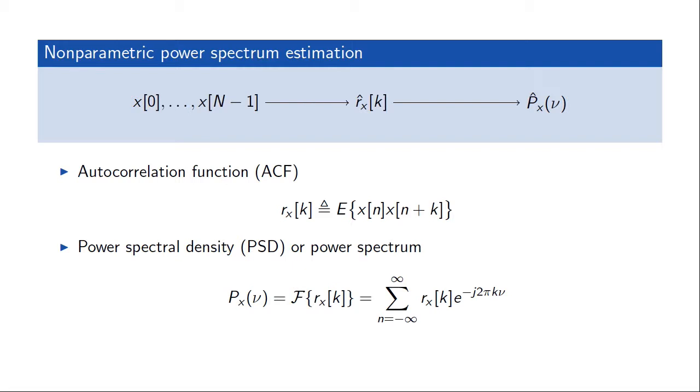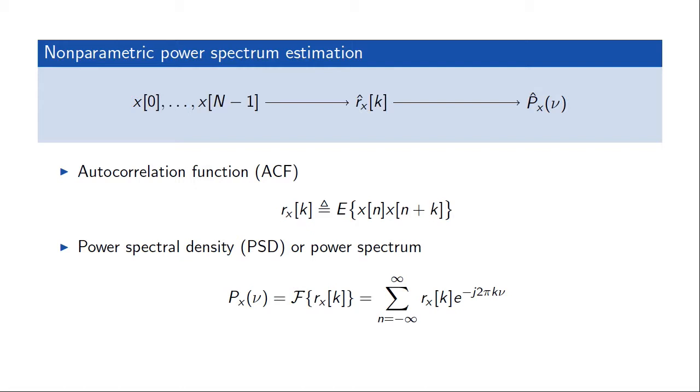For non-parametric power spectrum estimation, what you try to do in general is, from a set of samples of an observed process, so x0 up to x of capital N minus 1, so capital N samples, you could try to build an estimate of the autocorrelation sequence of the stochastic process which produced these samples. And from that you can try to estimate the power spectral density. Here the autocorrelation sequence is the expected product between two time-shifted samples of the signal, and the power spectral density is by definition the discrete time Fourier transform of the autocorrelation function.